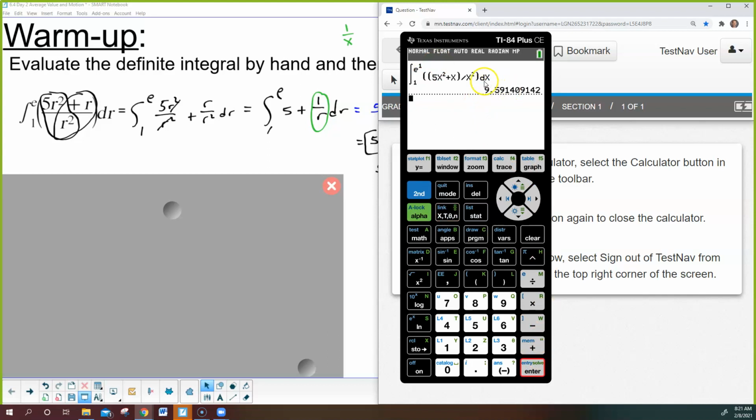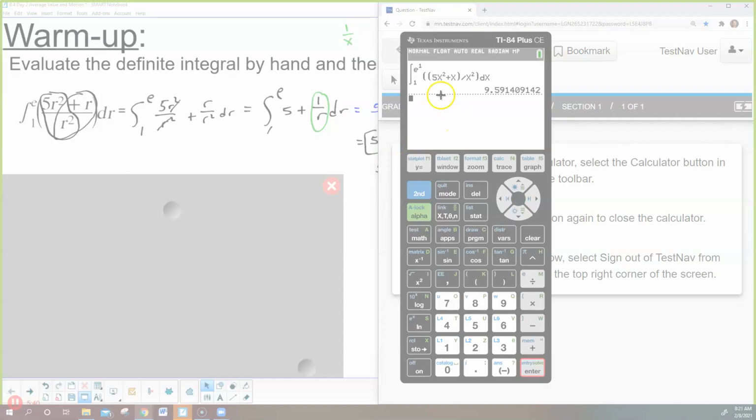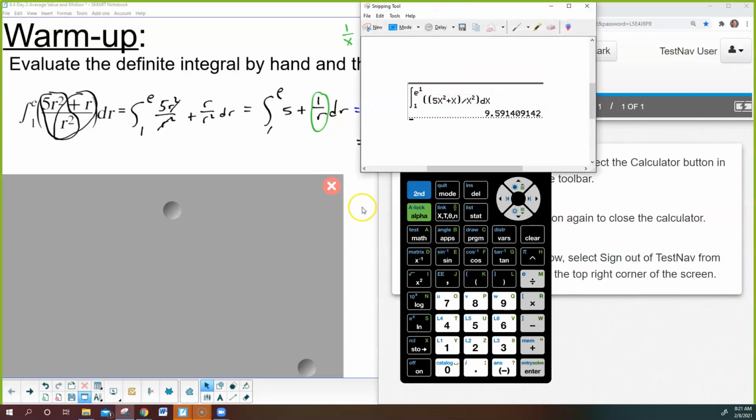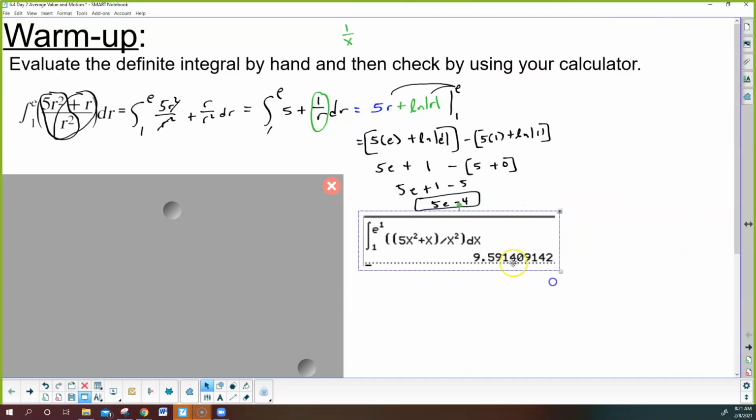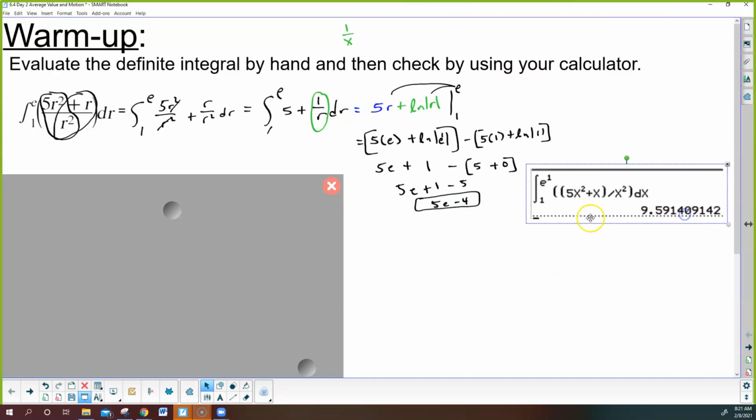Now look at one of the issues, right? This answer is not written in exact form, and most of the work that you're going to have to do is going to have to be written in exact form. So if you're relying on your calculator, you've got to just double check that this value is equivalent to 5e minus 4. And I'll check that really quick.